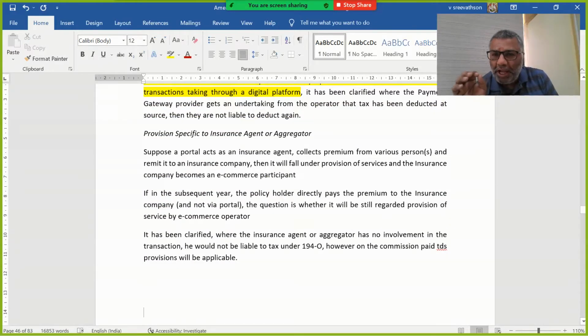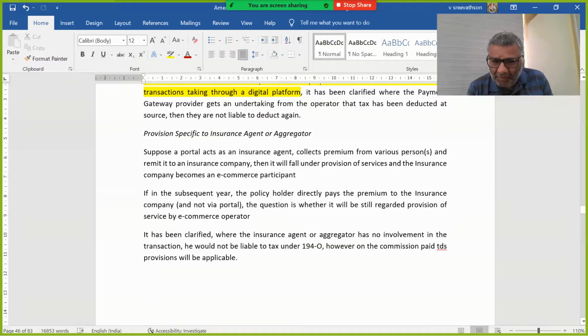Provision specific to insurance agent and aggregator. Suppose a portal acts as an insurance agent, which means it collects premium from various persons and remits it to an insurance company, then it will fall under the provision of service and the insurance company will become an e-commerce participant. In the subsequent year, the policy holder directly pays the premium to the insurance company, not via the portal. The question is whether it will still be regarded as provision of e-commerce service by the operator.